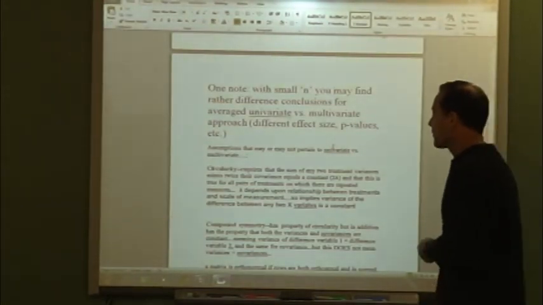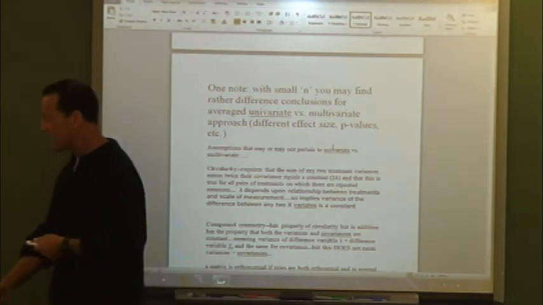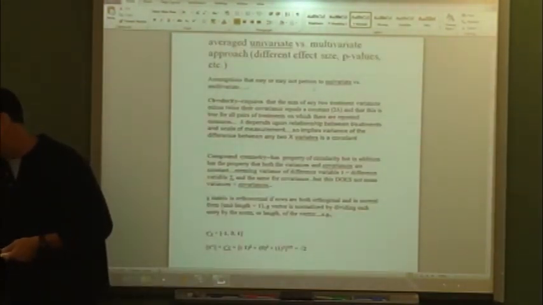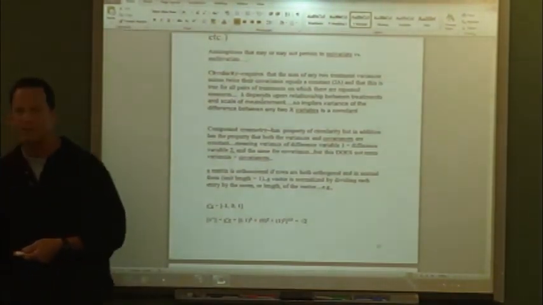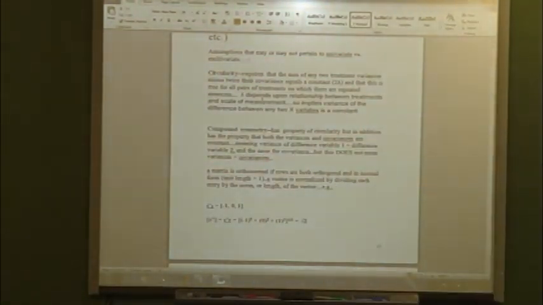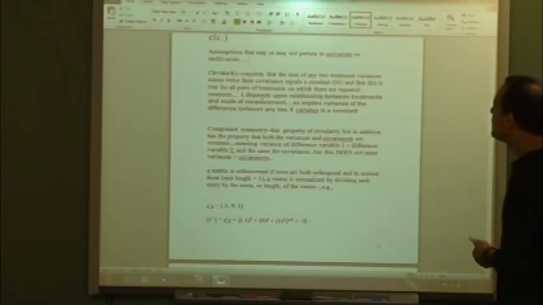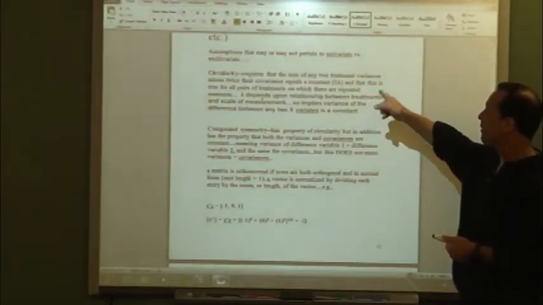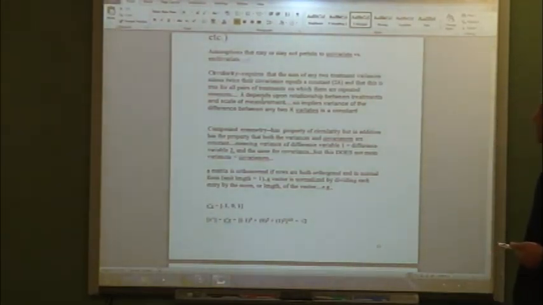So that being said, everybody, you guys all remember briefly, I discussed circularity. Remember that good old discussion we had on 6021? It requires that the sum of any two treatment variances minus their covariance equals a constant. And that's true for all pairs of treatments.